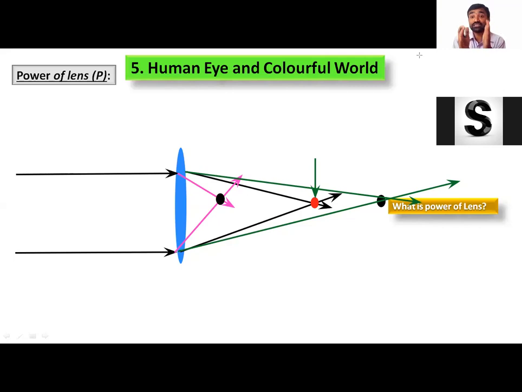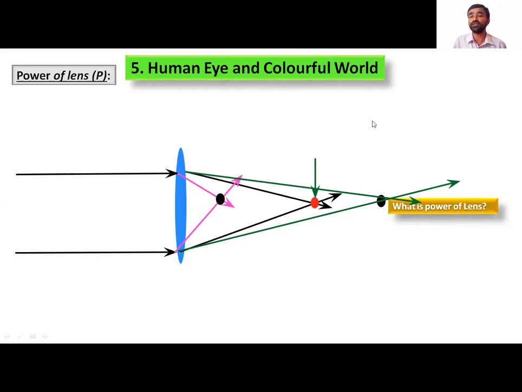So here the strength of the lens is different to bend the light ray. How effectively it can bend, right? So that is only called the power of the lens, right? That is only called the power of the lens. So this can be achieved by a lens only, right?